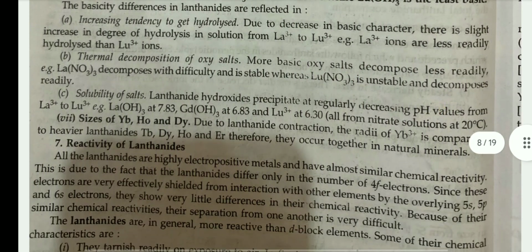Solubility of salts. Lanthanoid hydroxides precipitate at regularly decreasing pH values from La3+ to Lu3+. For example, La(OH)3 at 7.83, Nd(OH)3 at 6.83 and Lu3+ at 6.30, all from nitrate solution at 20 degrees Celsius. Sizes of Yb, Ho and Dy: due to lanthanoid contraction, the radius of Yb3+ is comparable to the heavier lanthanoids Tb, Dy, Ho and Er. Therefore, they occur together in natural minerals.